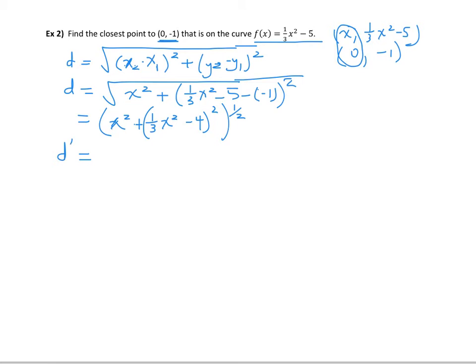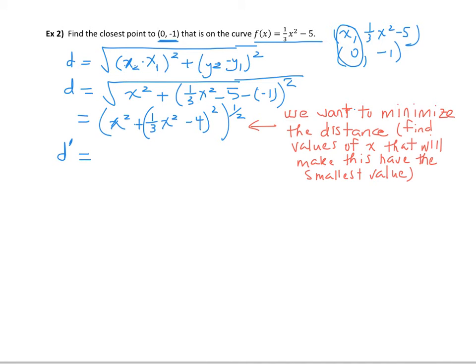So we want to minimize the distance, right? So minimize means we want to find the critical number. We're solving for the value of x. That would be a critical number, the possible max or min point for this function. Okay, so we want to minimize the distance, meaning we need to find values of x that will make this distance formula have its smallest value.